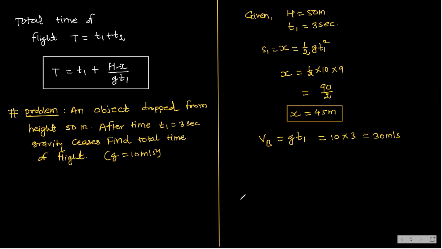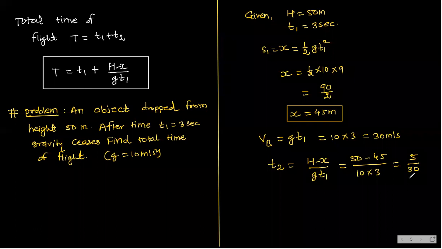Now T2 we have to find. T2 is what, tell me? T2 is equal to H minus X by G into T1. So H is how much? 50. X what we got? 45, divided by G which is 10, T1 is 3. So this is 5 divided by 30. Check it once. Correct? So what you are getting? 1 by 6. So T2 is equal to 1 by 6 seconds.